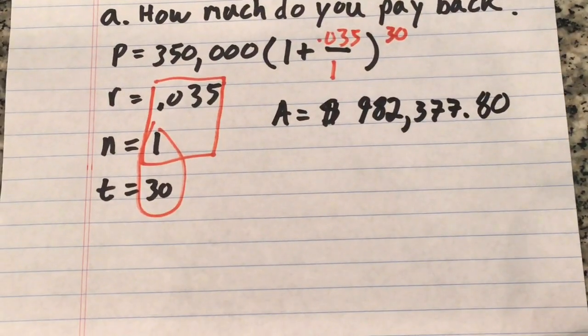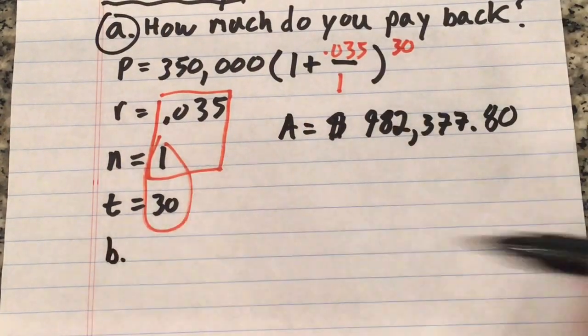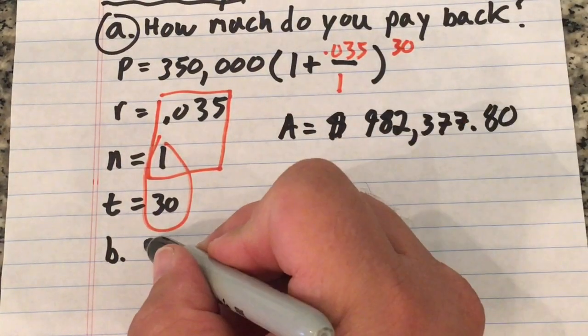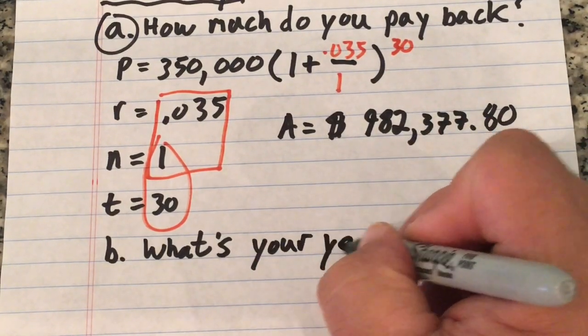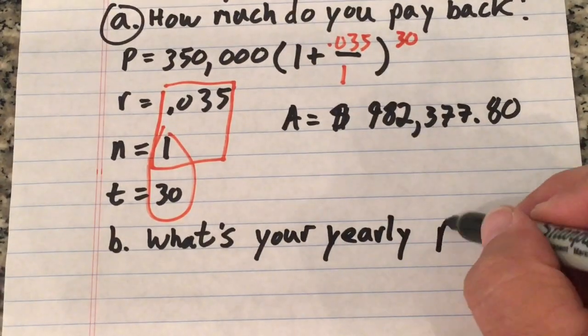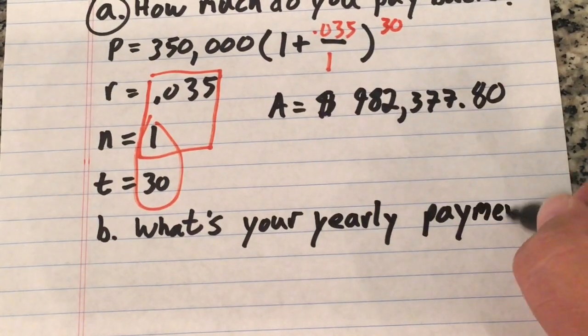We're going to do another part to this question. That was part A. Part B: What is your yearly payment? How much is this house going to cost you per year?